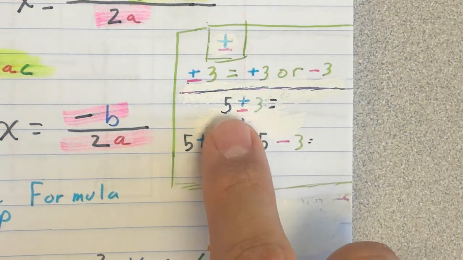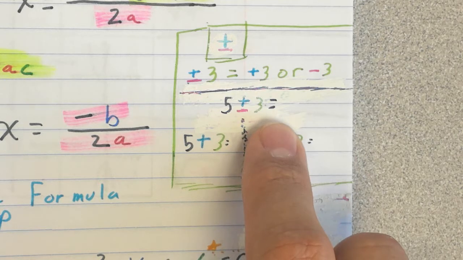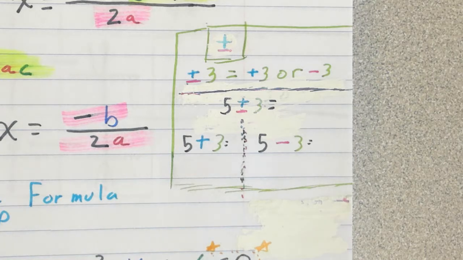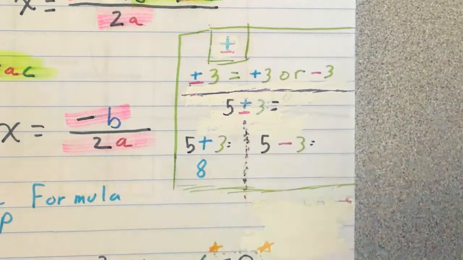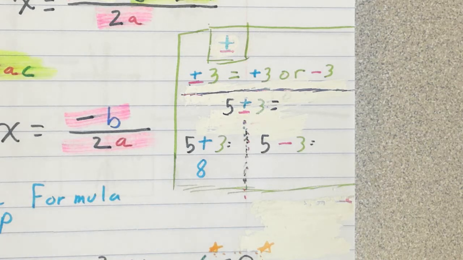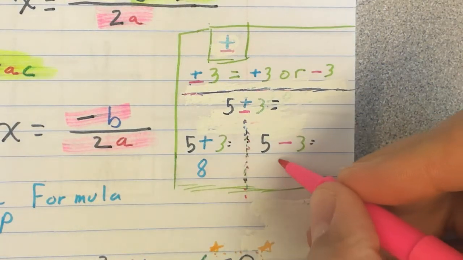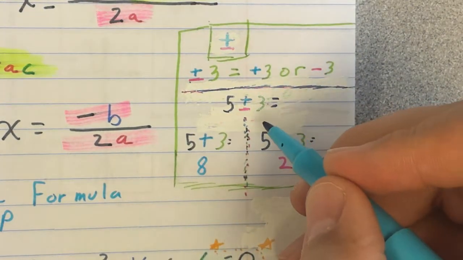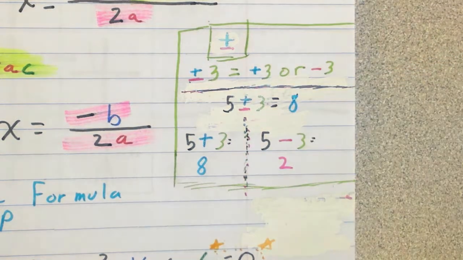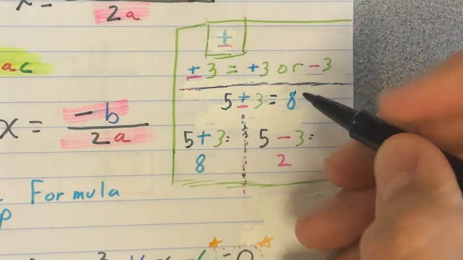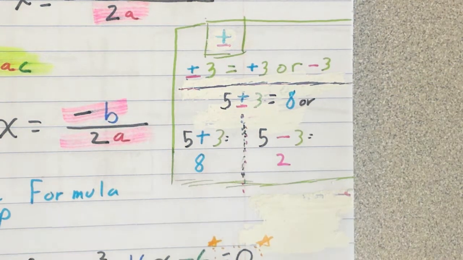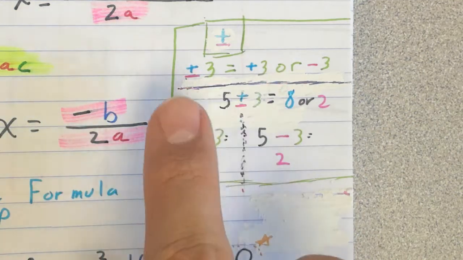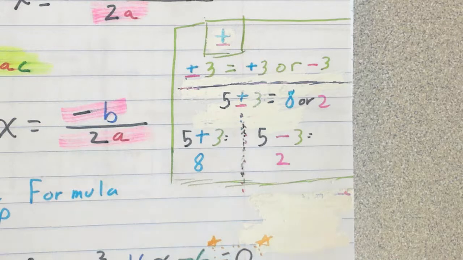For example, if I say 5 plus or minus 3, I have 5 plus 3, and that's going to give me 8. And then 5 minus 3 is going to be 2. So when I answer what is 5 plus or minus 3, that's going to be 8 or 2. So I have to have both of those. If I say 5 plus or minus 3, I need to have both of those.